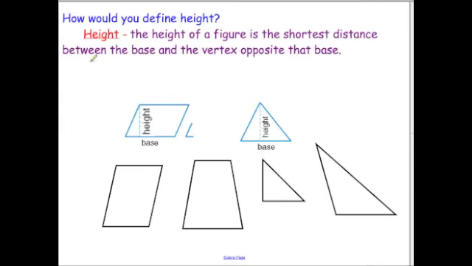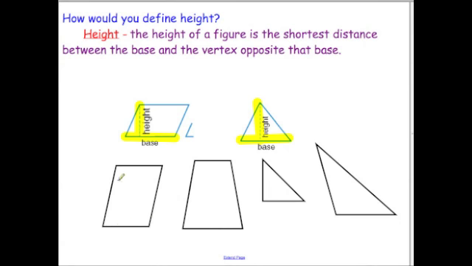How do we define height? The height of a figure is the shortest distance between the base and the vertex opposite of that base. So in this example, we can see that this is the base, which we found out earlier is what our figure sits on. And it says it's the shortest distance between the base and the vertex opposite of that base. So the base and the vertex opposite would make the height. So we see in this one, found our base, and the vertex opposite of that base, it's right there. The shortest distance between the base and the vertex opposite that base.